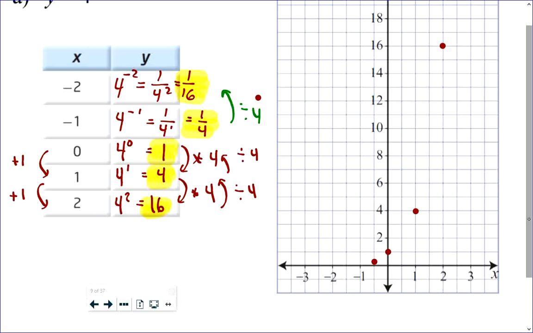If I were to look at x equals negative 10, and we can do this on the calculator, then y would be 4 to the negative 10, which is 1 over 4 to the 10, and I don't even want to think about what 4 to the 10 is. It's a big number. You can calculate it if you want, but 1 divided by that big number, no matter how big that number is, you will never reach 0. It just gets smaller and smaller and smaller.